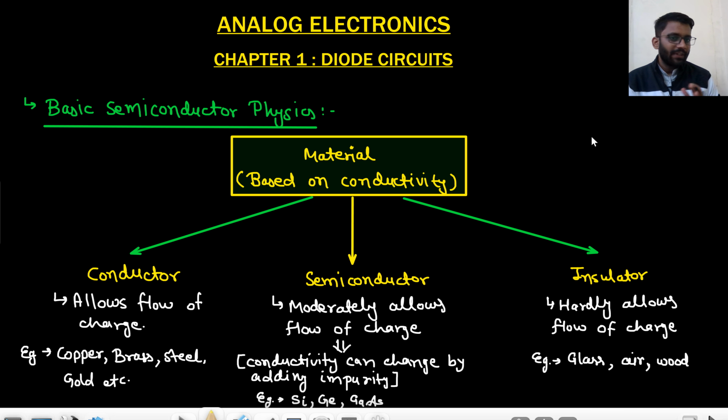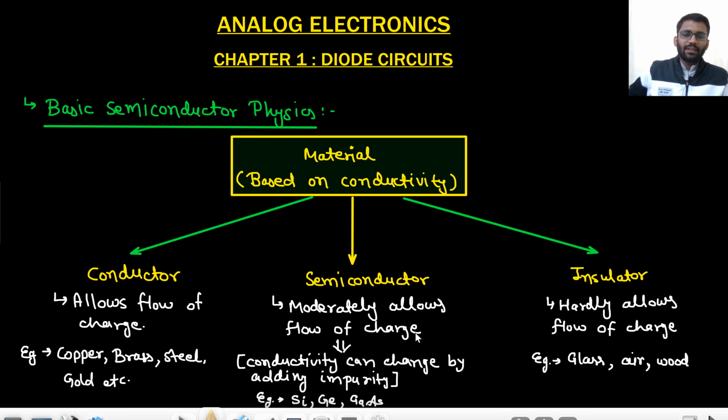Hello everyone. So today we are going to start our first chapter in analog electronics, that is diode circuits. Before understanding the diode circuit, we have to study some basic semiconductor physics that we have already studied in 12th class, but many of the students skipped this topic. So that's why I thought I should again teach you this topic. This will be the first class, and in the second class we will be studying diode circuits. But here we will study some basic semiconductor physics and PN junction diode.